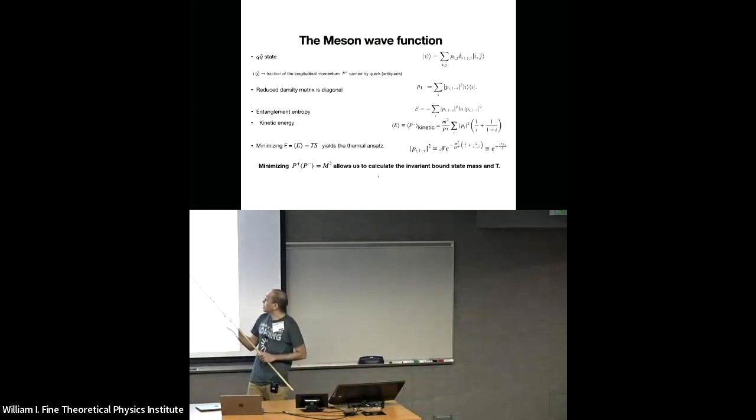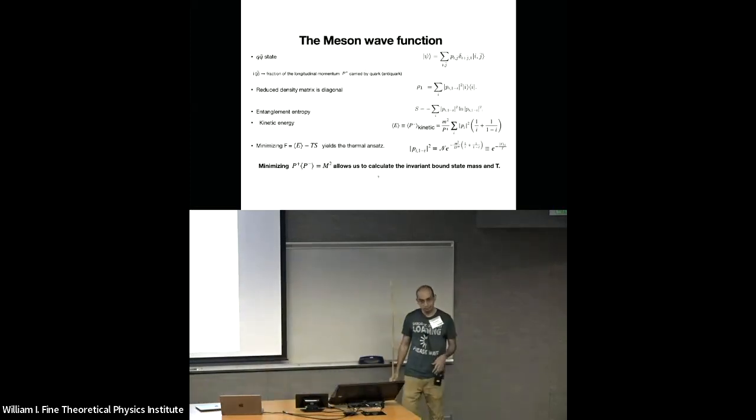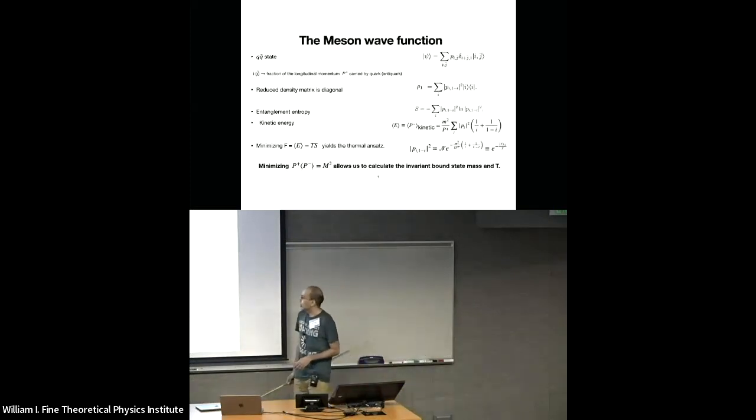What we can do is, as I said, trace over the quark or the antiquark and get a reduced density matrix. And because of this specific form, as it turns out, the density matrix is actually diagonal because of the fact that the momenta add up to 1. That constraint basically makes it diagonal. And so it's pretty easy to compute the entanglement entropy in this case. And subsequently, the kinetic energy is just the term proportional to P squared, assuming this form of the wave function.